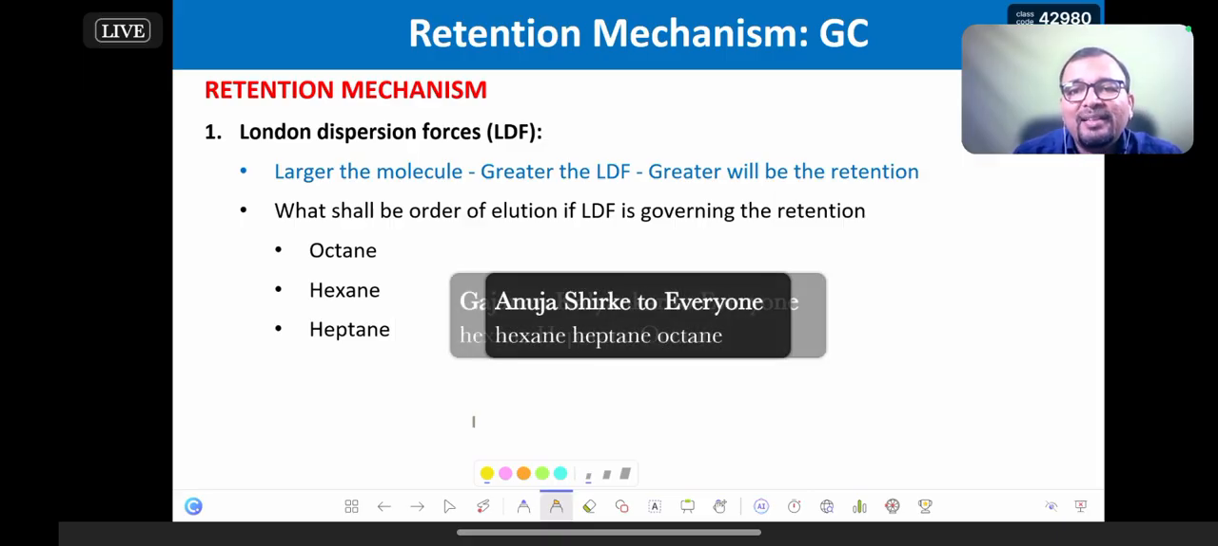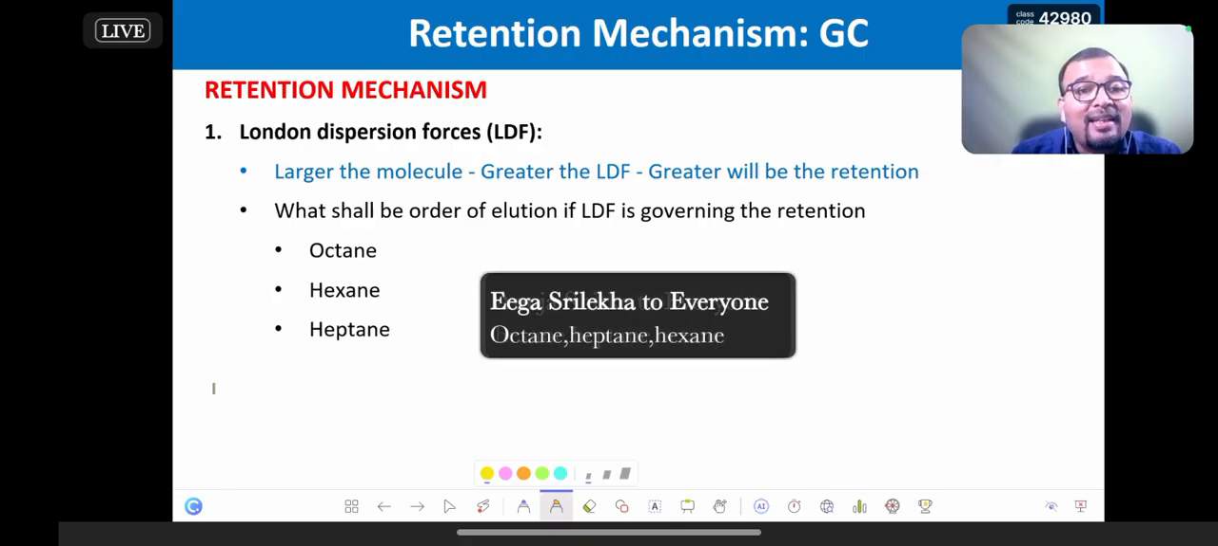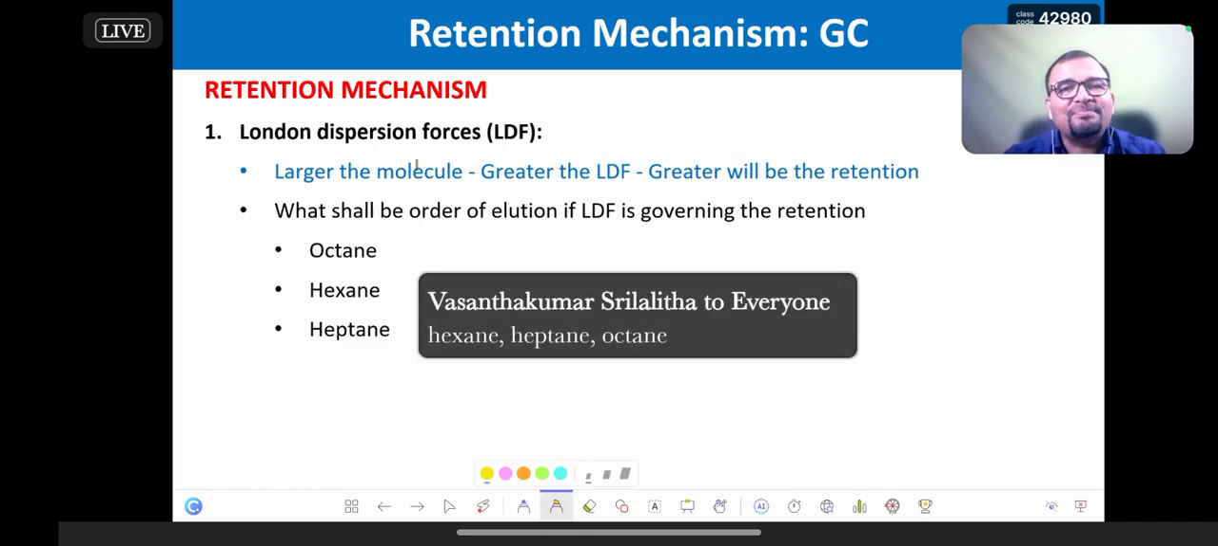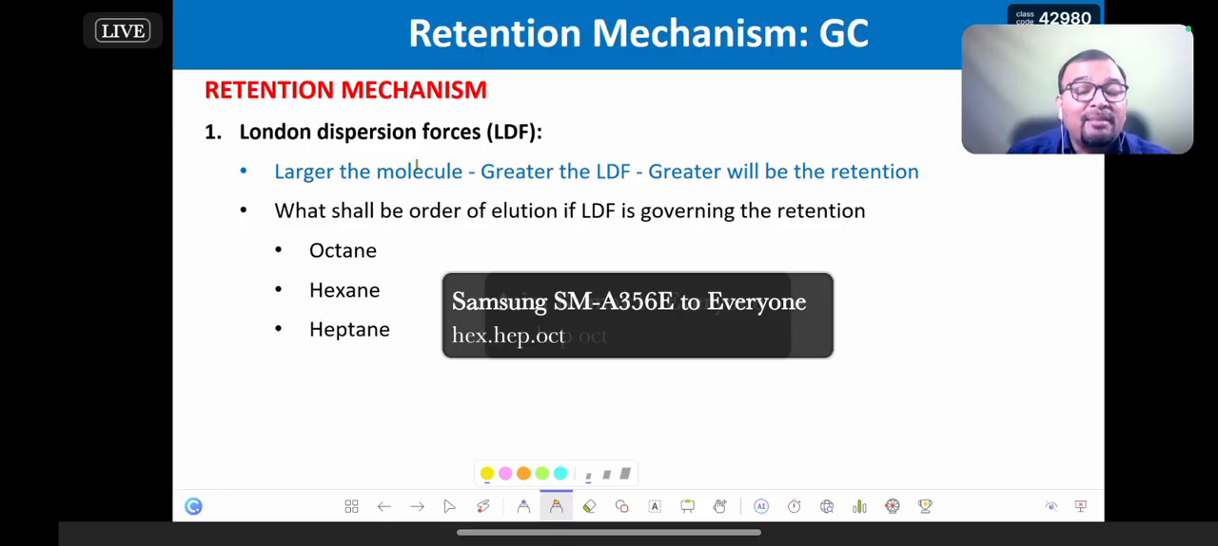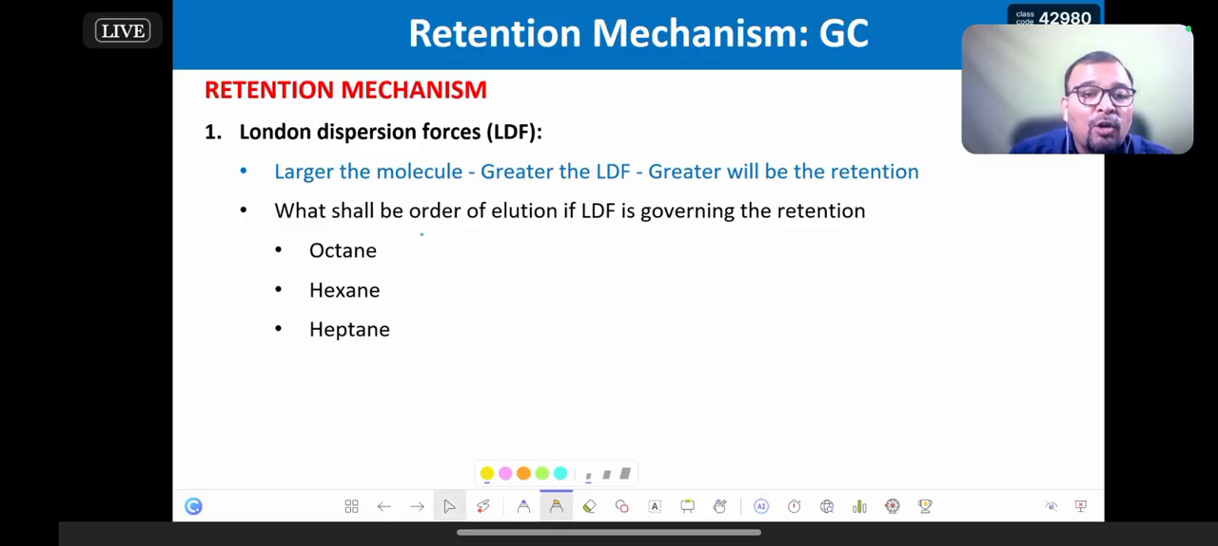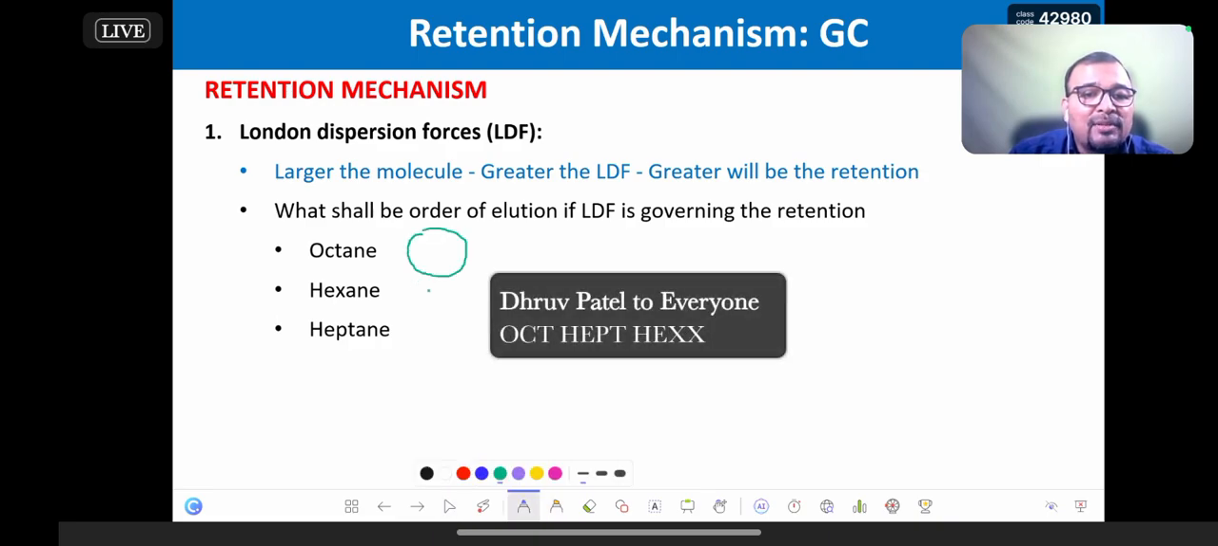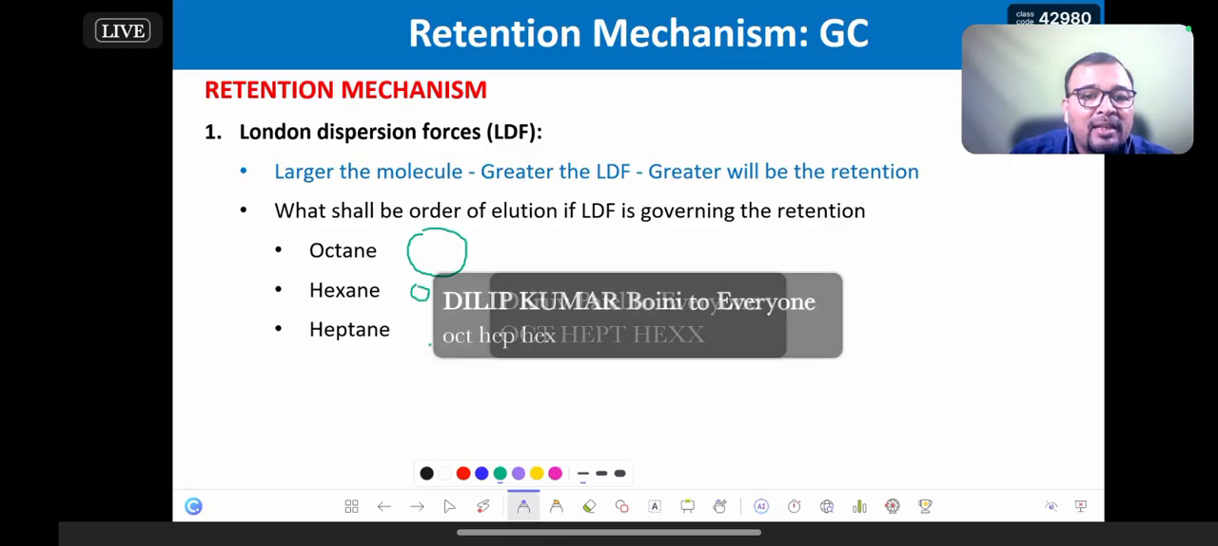So please understand the size of the molecule. The larger the molecule, greater will be the retention. So larger molecule will have more retention time. Smaller molecule will have less retention time. So octane is obviously the greater one. Then comes hexane, the smaller one, and then heptane, the moderate one. So which is going to be eluting first?